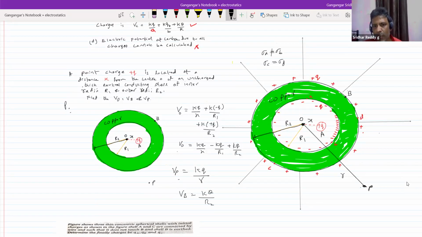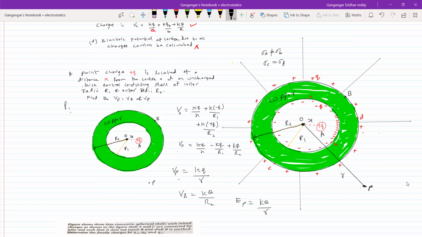So what is the expression for field at point P? I'll write that expression. It is similar to this one. So use E equal to minus dou V by dou R formula and work it out.